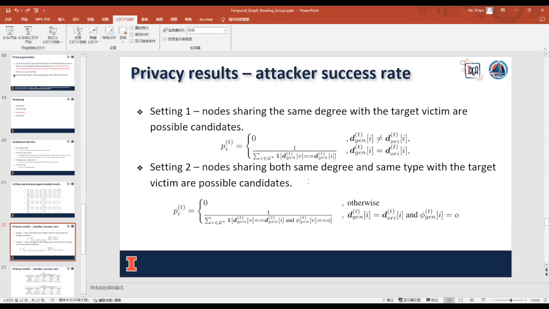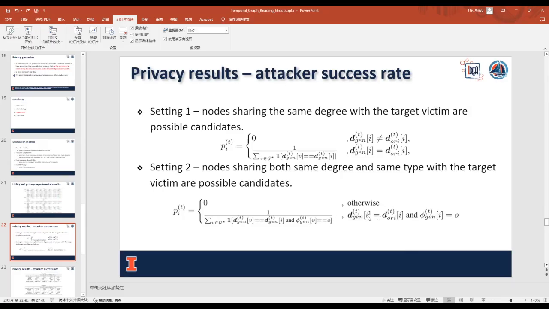And we also consider another setting that is a bit more complex, but still simple, that takes the heterogeneous information into consideration. The attacker has a special interest in a certain node type, so only the nodes sharing both the same degree with the target node and the same node type as the victim node are possible candidates. So in this case, the probability of successfully identifying the target victim is 1 over the number of nodes that have the same degree and node type.